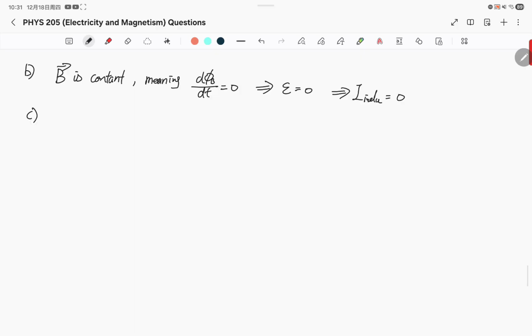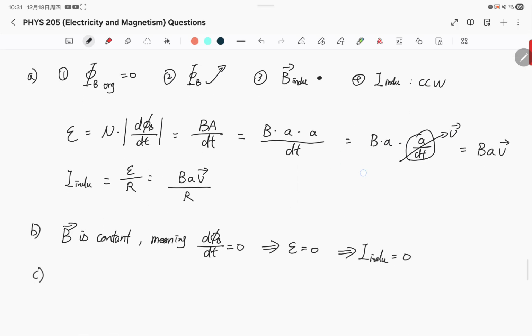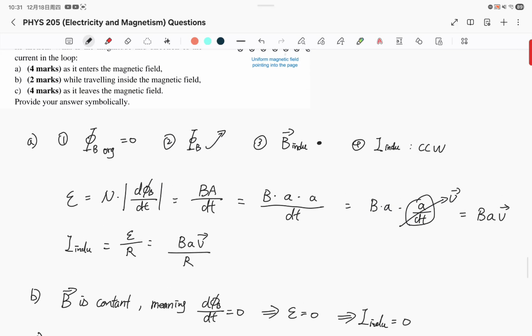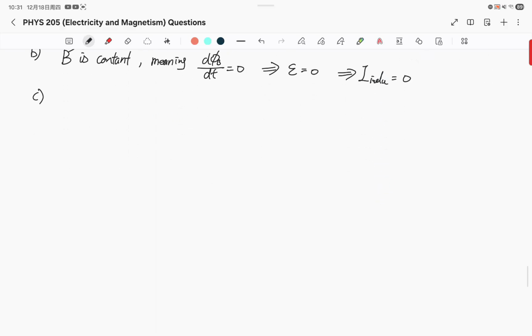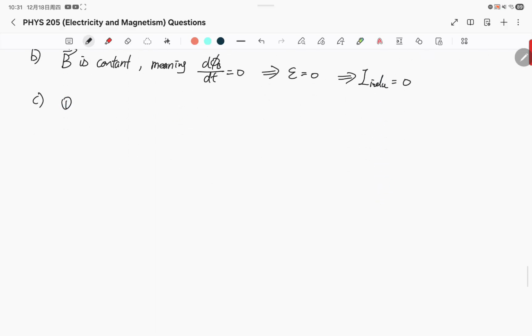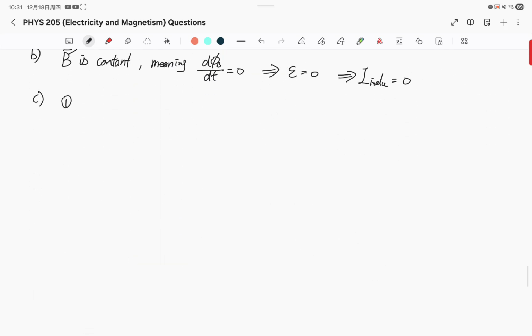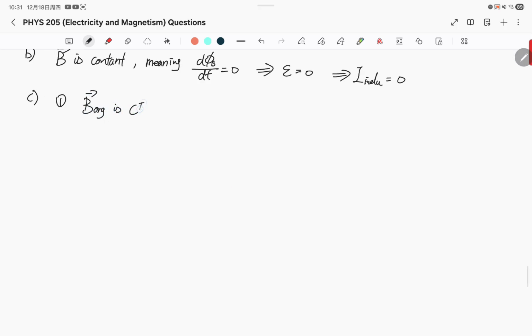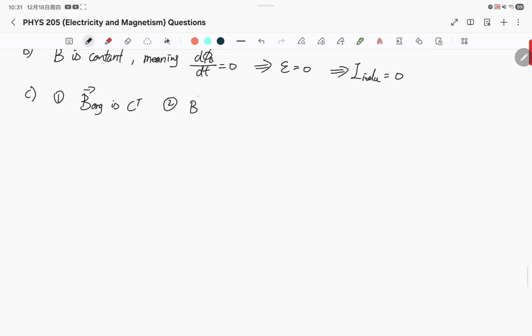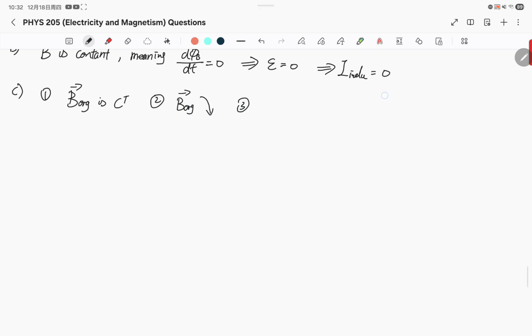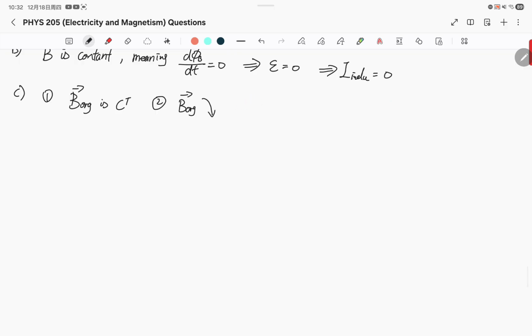How about C? When it leaves the magnetic field, it's just the opposite of A when it enters the field. Let's do it. Step 1, when the square is still inside this magnetic field, B original is constant. And now it's going to leave this field. So B original is going to decrease, because the area is going to decrease.